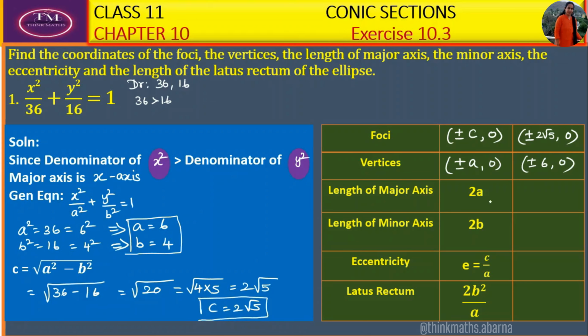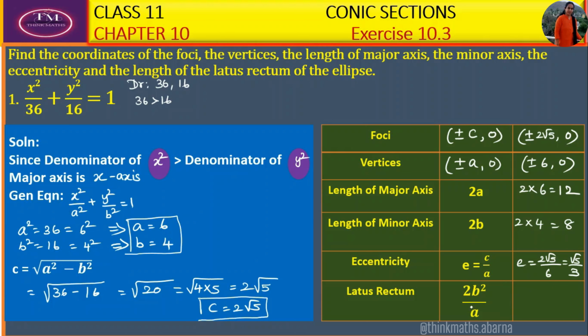Length of major axis is 2a. So 2 into 6 is 12. Length of minor axis is 2b, so 2 into 4 is 8. Eccentricity e is equal to c by a. So e will be equal to 2 root 5 by 6. 2 by 6 is 1 by 3, so you will get root 5 by 3.